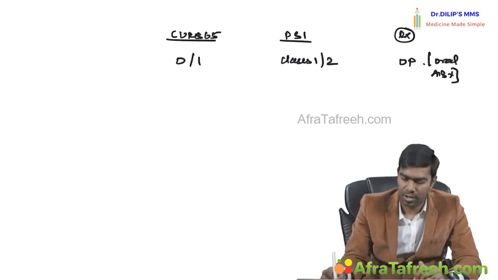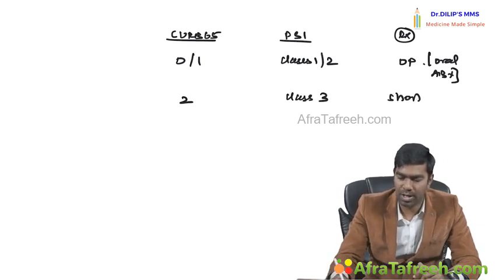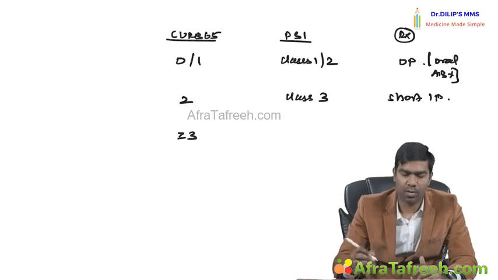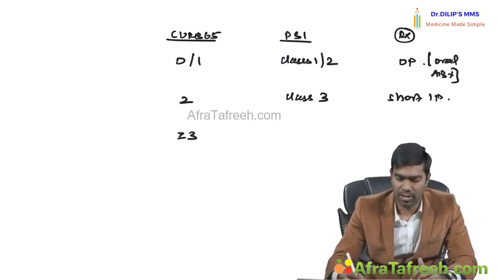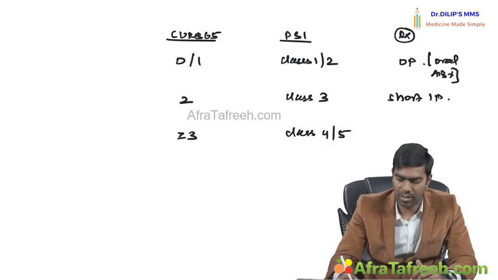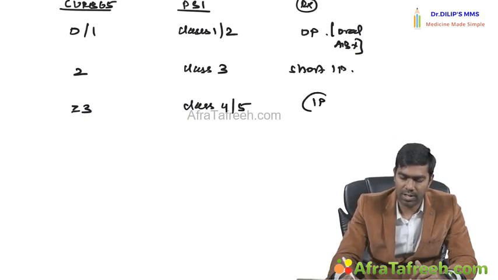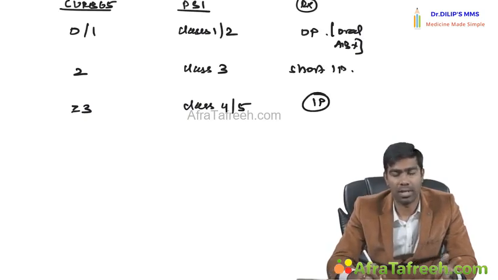If it's 2 here, or if it's class 3 here, he might need a short IP care, like an observation type of scenario. Rather than a full-blown IP, you can do a short IP, maybe 1 or 2 days of observation, see how they are progressing, and then you can decide on the discharge. If it's anything more than or equal to 3, or if the patient is class 4 or 5 in PSI, let me write class, so class 4 or 5 in a PSI, then definitely they need inpatient care.